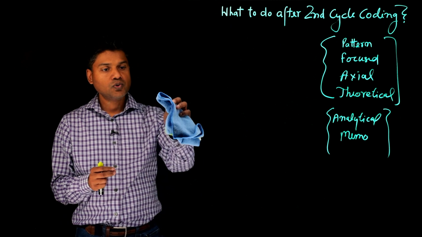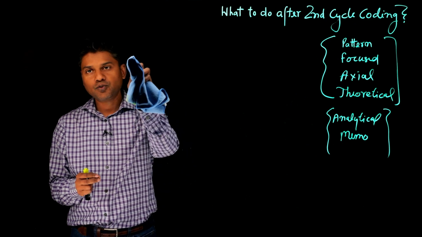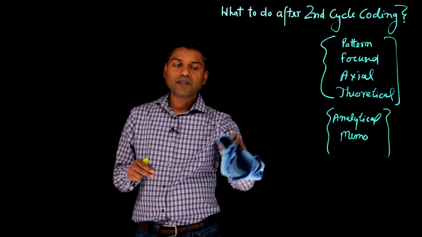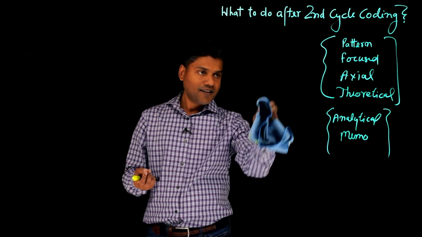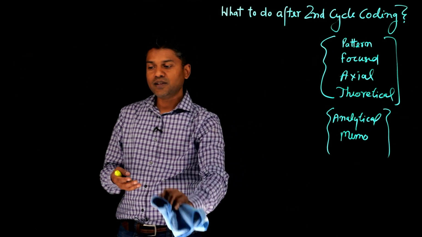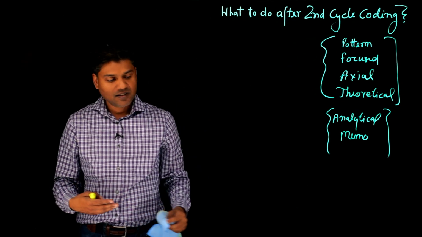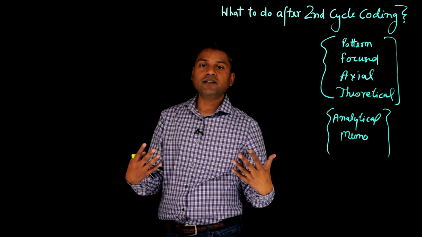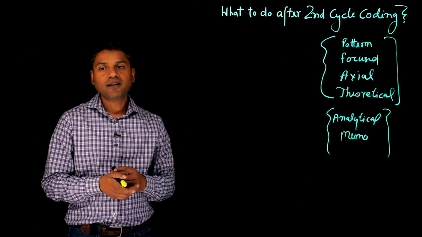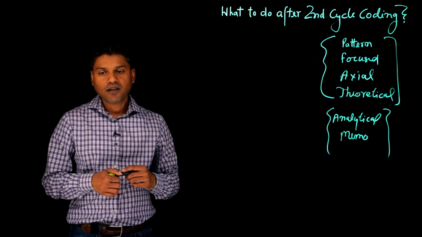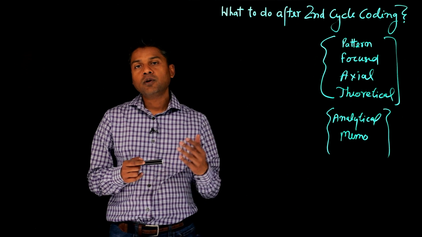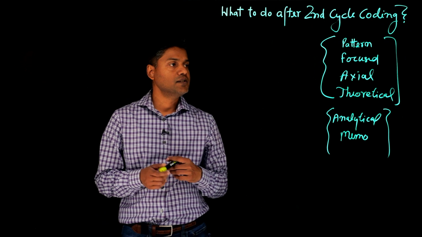So do not wait for the whole picture to be clear. If one part of the picture is clear, start writing that. And you will see as you start writing, the other pieces of the puzzle will start making more sense, and you can develop that understanding as you keep writing. So you can use these strategies to develop a better sense of the data after the second cycle of coding.